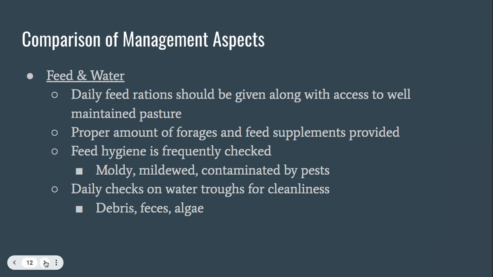Feed hygiene is frequently checked. That means always looking through feed to see if there's any mold or mildew or contamination by pests such as rats or mice. And daily checks on water troughs for cleanliness is very important. So you just need to make sure that there is no debris, feces, or algae in the water tank.